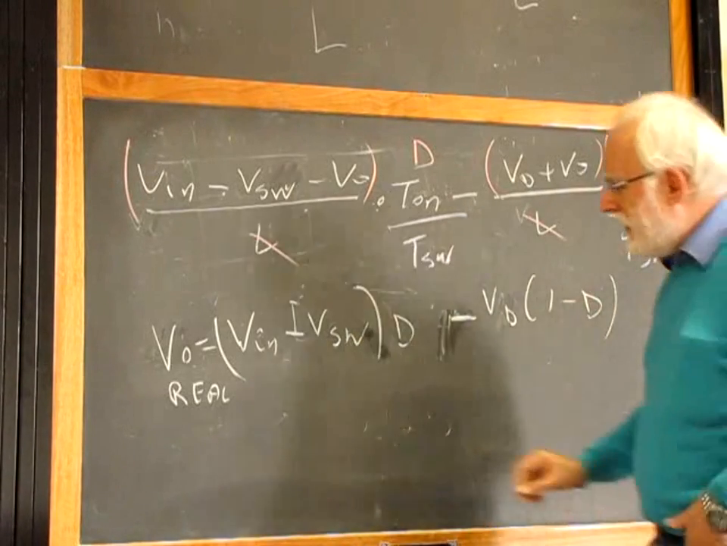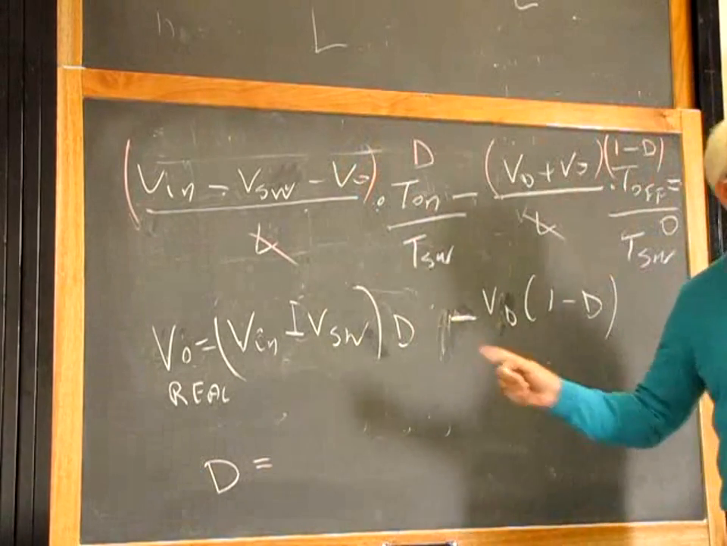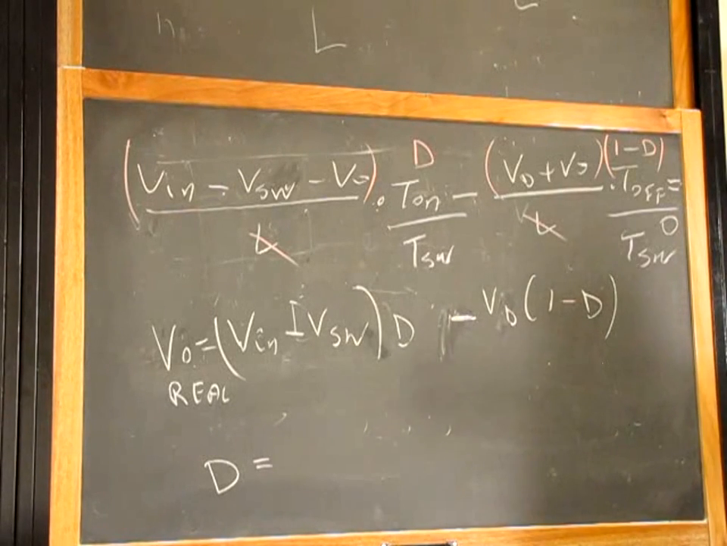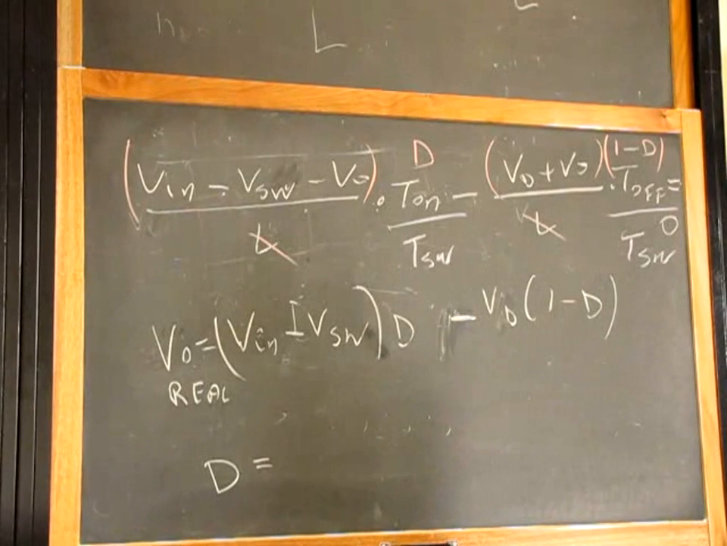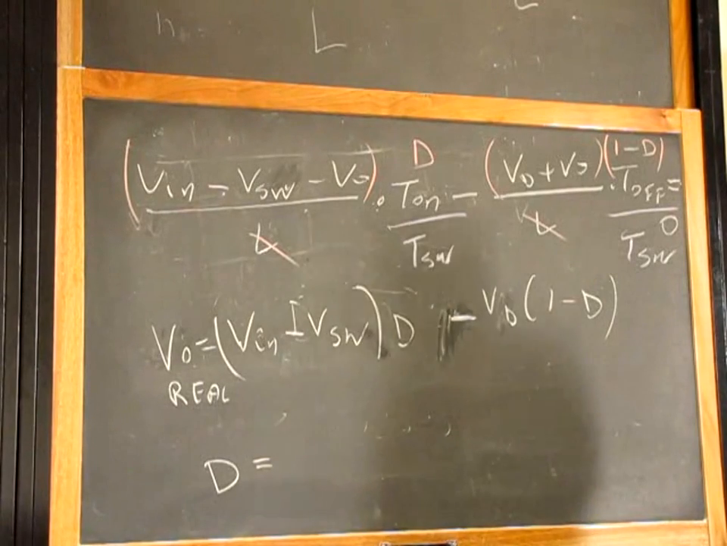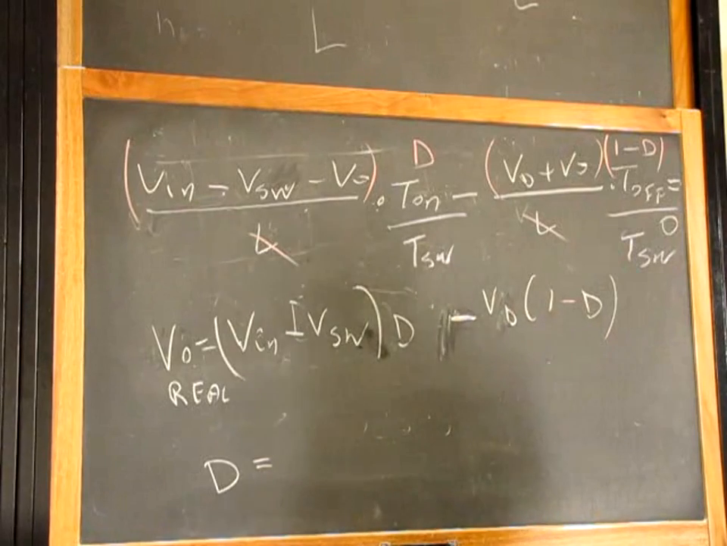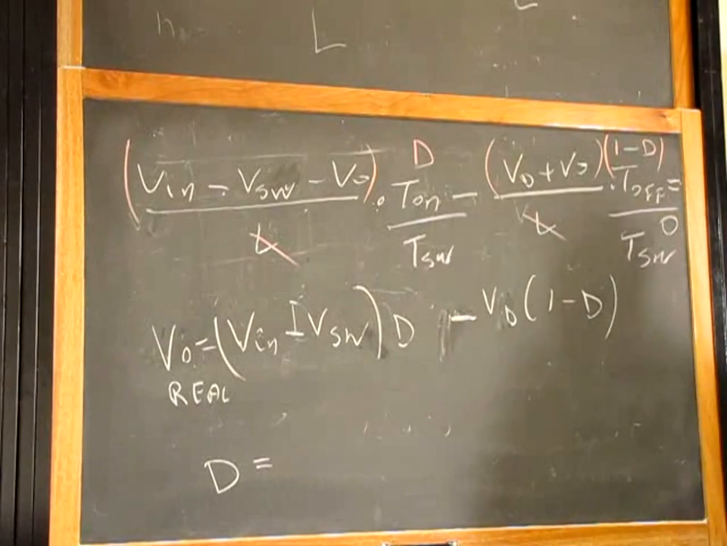And now also find this D from this equation as a function of V and V switch and Vd and V naught. That means how much duty cycle should I use to get the voltage I want? If my input voltage is 10 volts, my output voltage is 5 volts, ideally I should say duty cycle is 50%. But having these voltage losses, duty cycle will change. You need to change a little bit this duty cycle, find out how much is the real duty cycle.